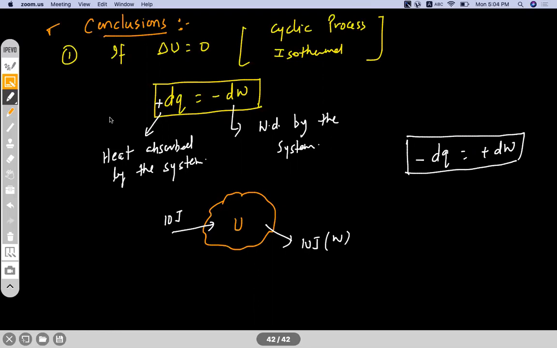Minus dq is equals to dw. It means heat released by the system is equals to work done on the system. If 10 joule of heat you release, it means 10 joule of work you need to do on the system so that U remains constant.